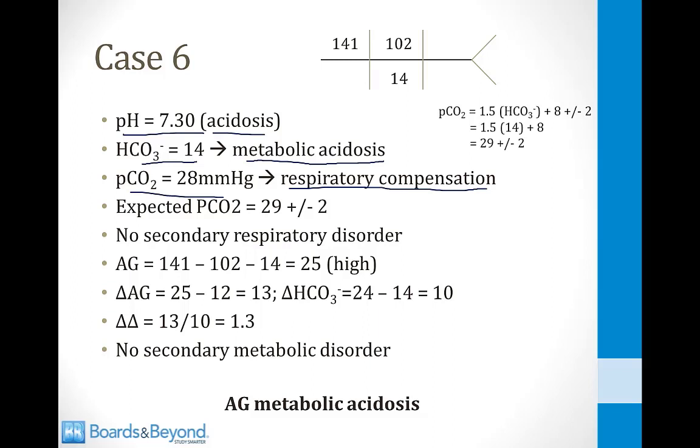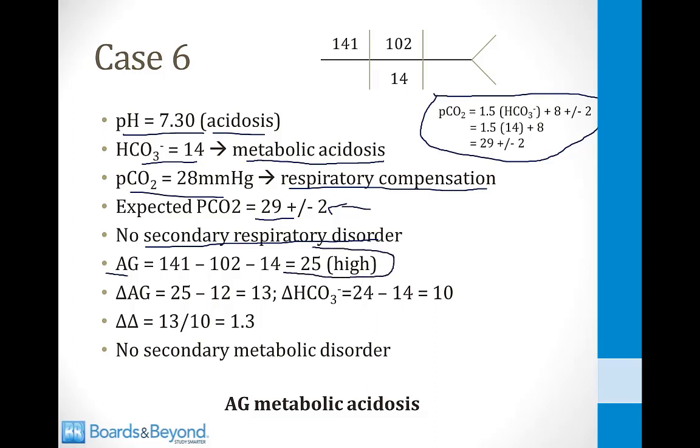And then using Winter's formula, we find that the expected PCO2 is 29 plus or minus 2. I've shown the math for that over here in the corner if you want to review it. So our actual PCO2 is within the range predicted by Winter's formula, so we do not have a secondary respiratory disorder. Next thing we do with a metabolic acidosis is calculate the anion gap. So that's 141 minus 102 minus 14, which is 25, and that's high.